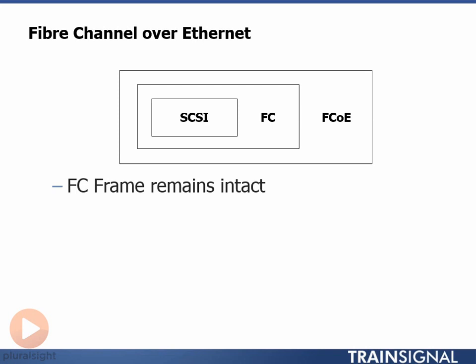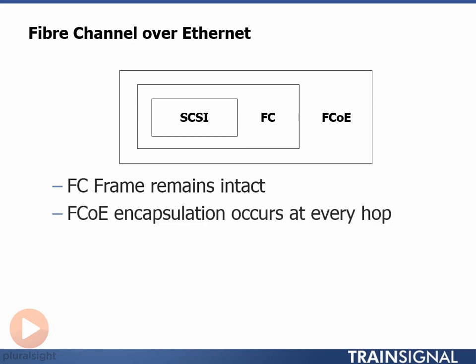This FCOE encapsulation process occurs at each and every hop in the FCOE network, meaning that every FCOE switch that a frame traverses has to decapsulate and then re-encapsulate the FCOE frame. This is one of the major reasons that FCOE encapsulation is offloaded to an FCOE ASIC on a converged network adapter and not just done in software on the host CPU. By the way, converged network adapters, or CNAs, are PCIe network adapters that do both Ethernet and FCOE.